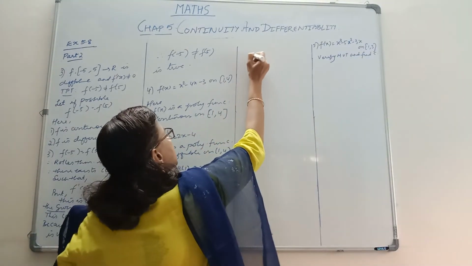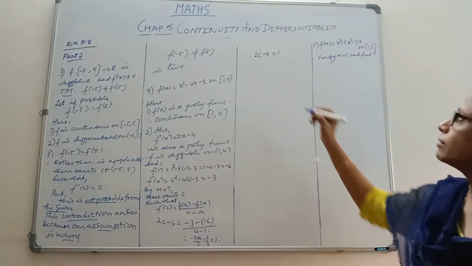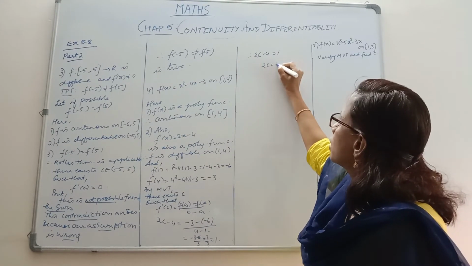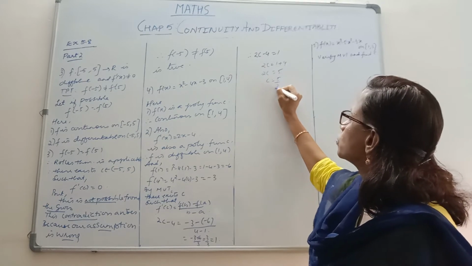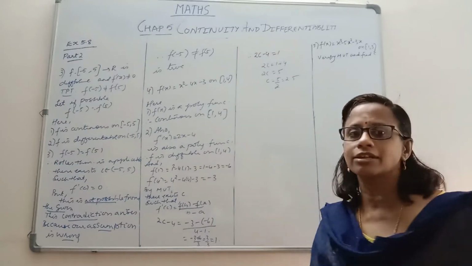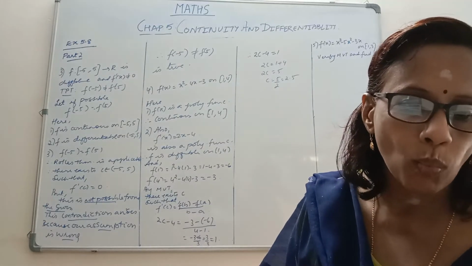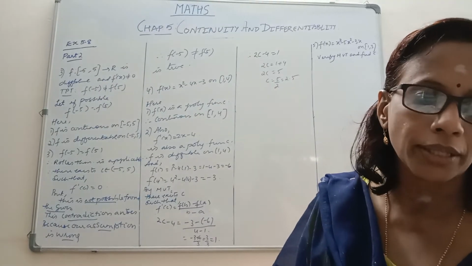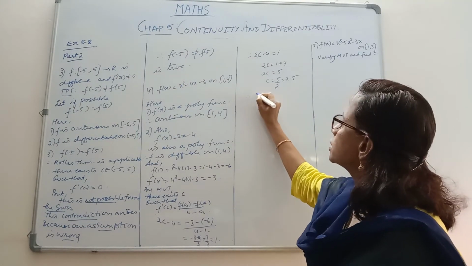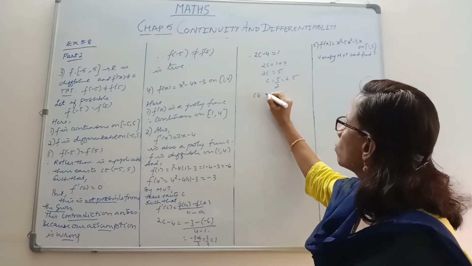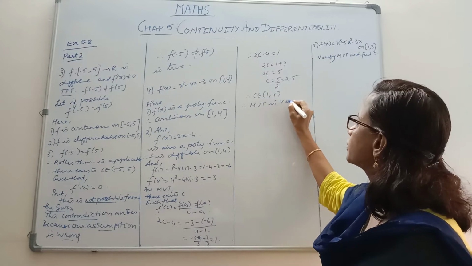So 2c minus 4 equal to 1, which will be 2c equal to 1 plus 4, which is 5. So c will be 5 by 2, which is 2.5. Just check whether it is in the interval or not. It is. So that's the way we check whether this point is lying in the interval or not. Therefore, c belongs to 1 comma 4, and therefore mean value theorem is verified.